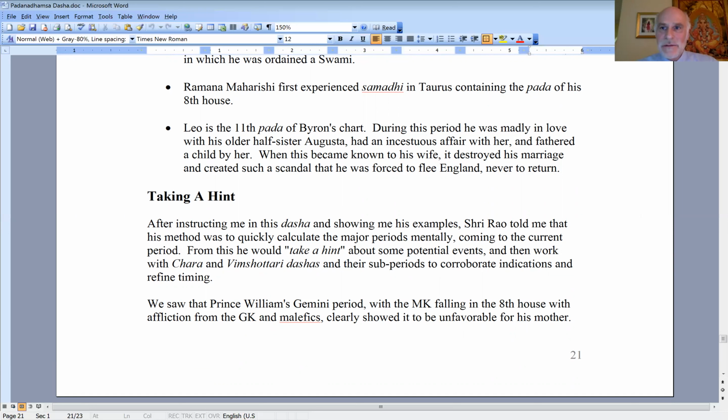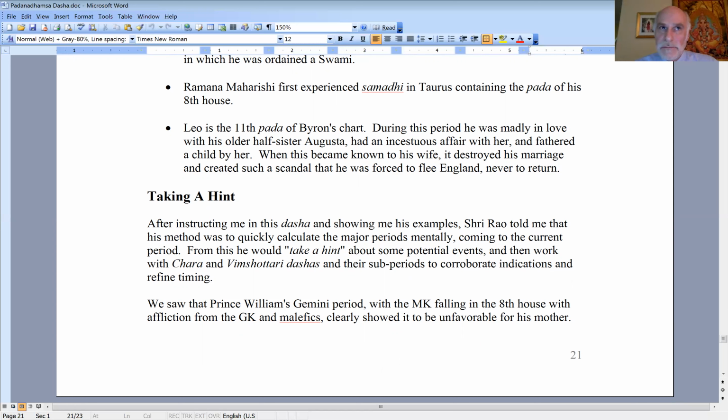And so this is what he would do. And then this is an exact quote, he said he would get some major clues, some major hints about some of the potentials of that period, based on the Navamsha, and applying this Padanadhamsha Dasha and the patterning of it. The yogas are there, and particularly how that patterning was showing up using that particular sign as a Dasha Lagna. And then taking that clue, taking the hint of that, then he said he would start working with Chara Dasha, to maybe refine it as far as timing, as far as sub-periods go.